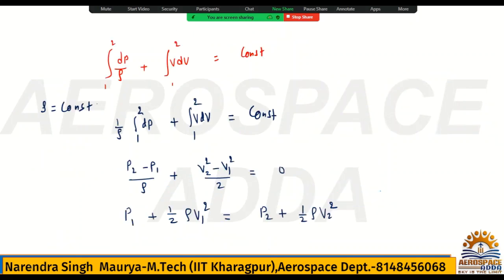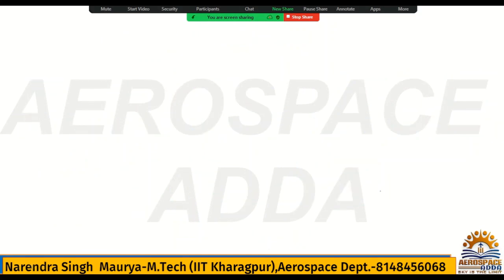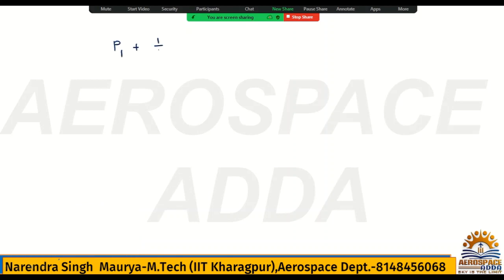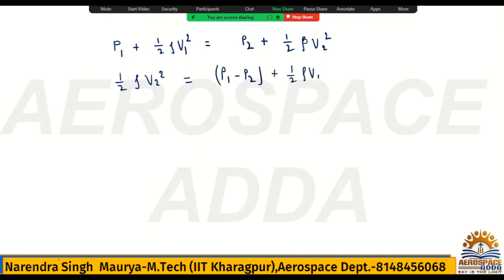If you apply Bernoulli equation between two points, what is the formula we have? The formula is P1 plus half rho V1 square is equal to P2 plus half rho V2 square. Because it is Bernoulli equation and it is valid for incompressible flow, density will be constant on both sides. Now, what will V2 square be? Half rho V2 square is equal to P1 minus P2 plus half rho V1 square.